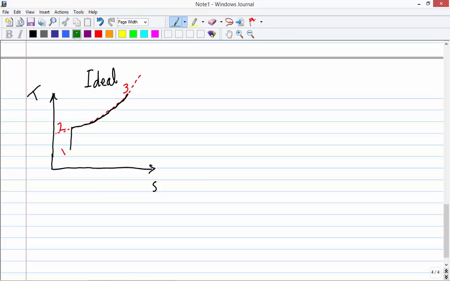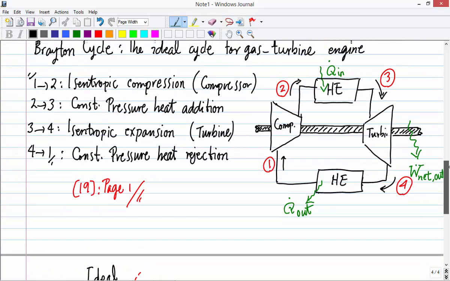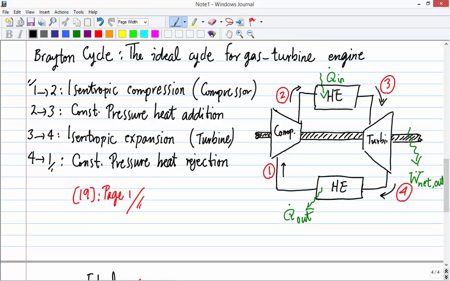And here pressure is constant, and we are going to add heat, Q dot in. Everything is in rates, so it's like energy, kilojoule per kilogram per time. And then we are at point 3. Point 3 is the beginning of the turbine, and we go through the turbine and we end up at point 4.